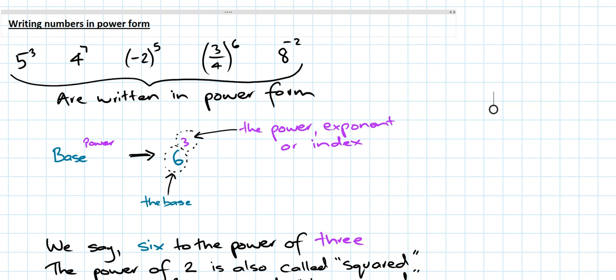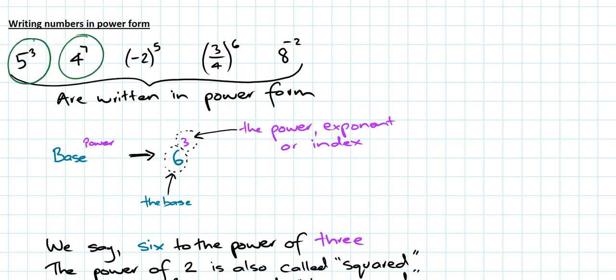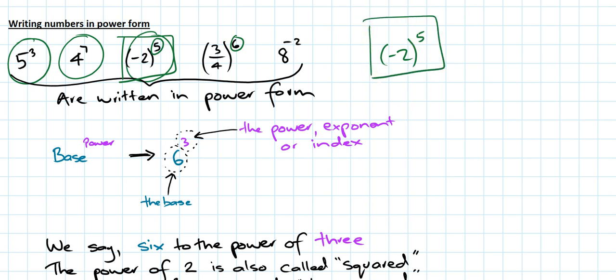This video is going to be on how to write numbers in power form. All these expressions are written in power form. So remember power, this number here, that superscript, means raised to the power of. So if we look at, say, this one here, this is -2 to the power of 5. That is written in power form.